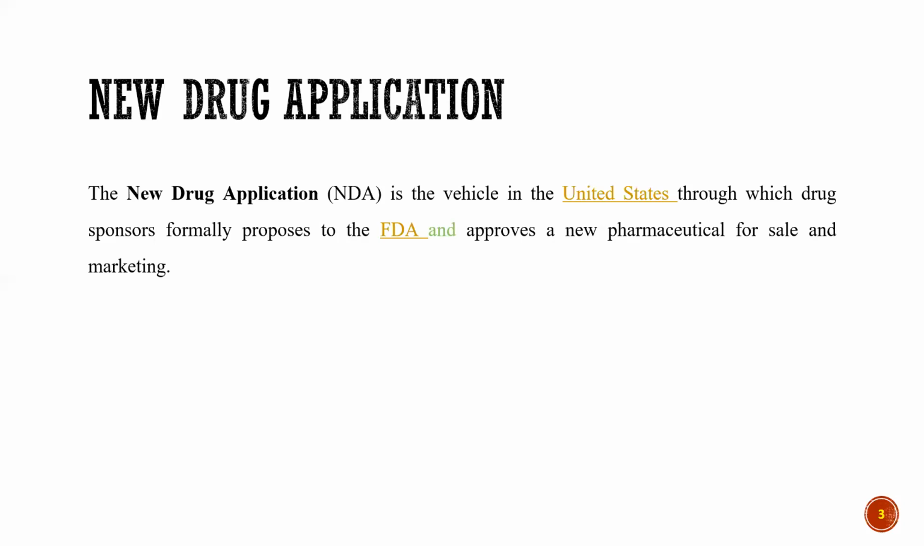So once you submit this new drug application to the United States, there are multiple rounds of verifications, and multiple teams will cross-verify the applications. Once all the requirements are passed, this will be approved, so that the pharmaceutical product can be sold and marketed in the United States.